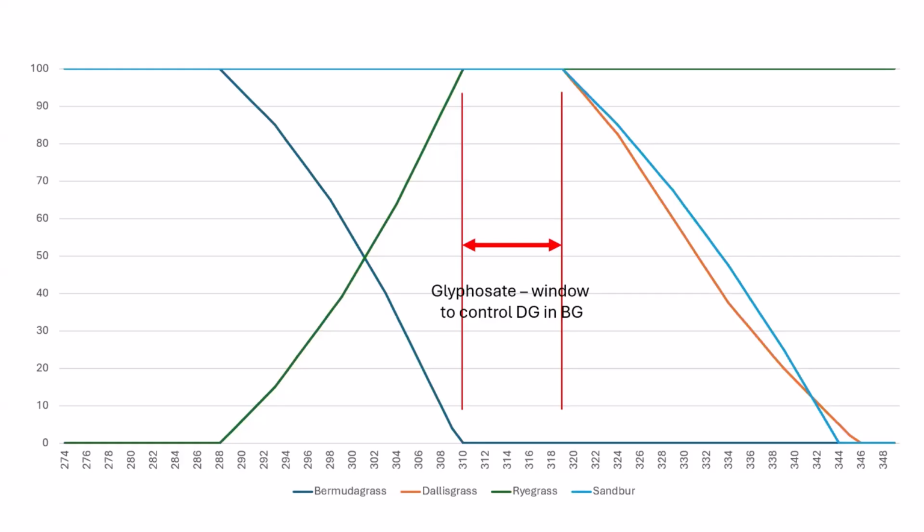As long as my desirable grasses of interest have fully gone into dormancy at that period, I'm not going to hurt them. Glyphosate doesn't really have any soil activity. So a lot of times this is a very narrow window. It could be a week, occasionally a couple of weeks.